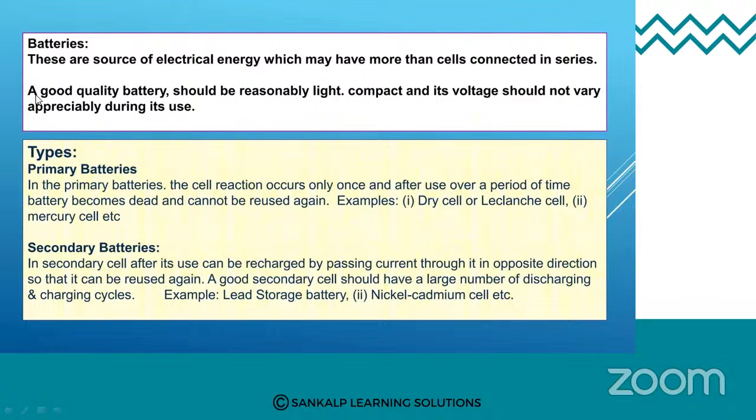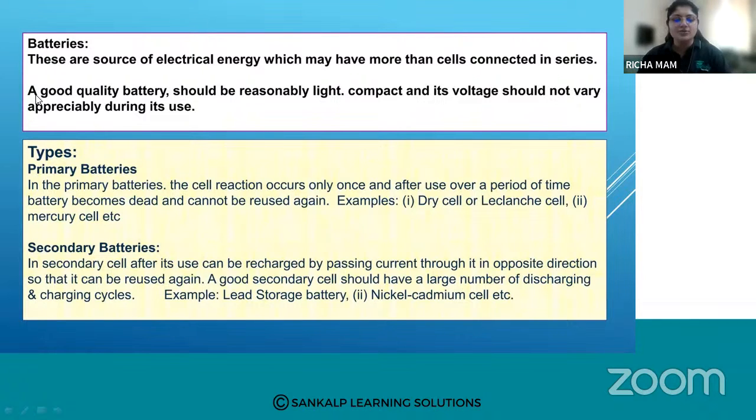Now, what are these batteries? What is a battery? A battery is an arrangement of one or more electrochemical cells. And these electrochemical cells are connected in series. They are connected in series.